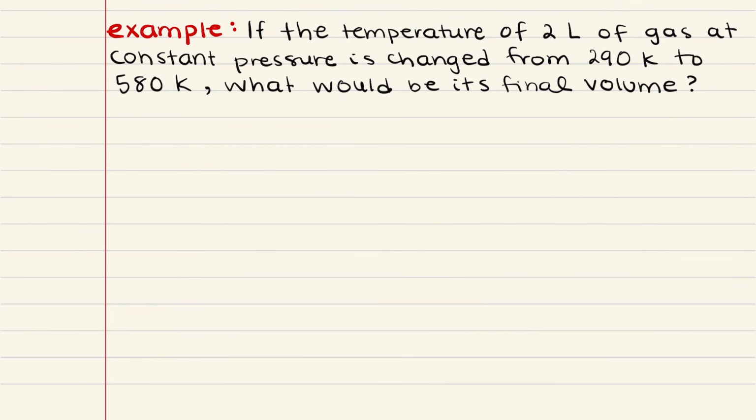This example says if the temperature of 2 liters of gas at constant pressure is changed from 290 Kelvin to 580 Kelvin, what would be its final volume? So here we're given the initial volume as 2 liters, and we're given the initial temperature as 290 Kelvin. Then we're told that the temperature changes. The final temperature is 580 Kelvin. What is the final volume?